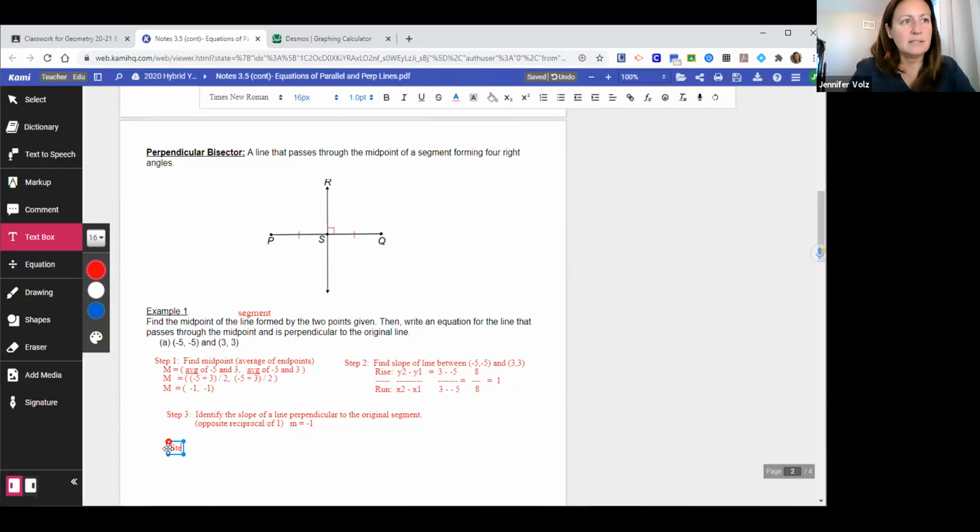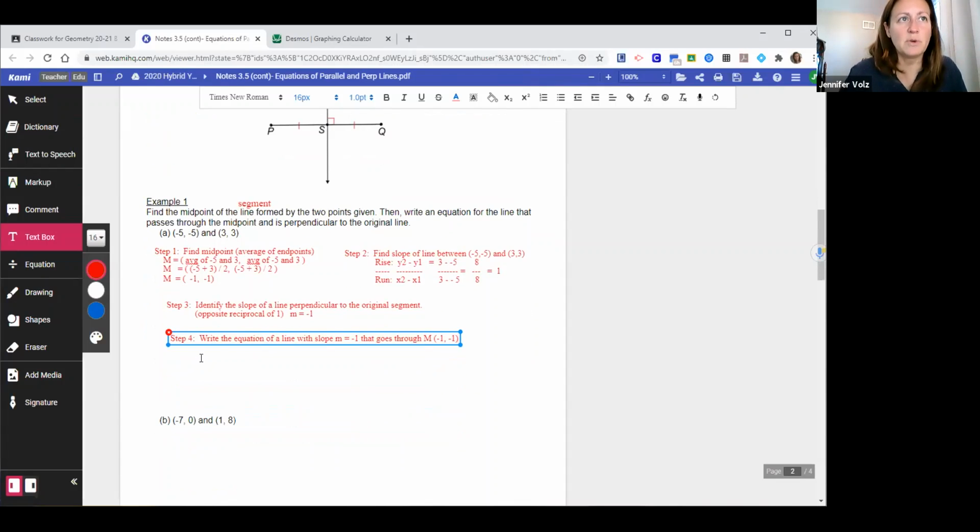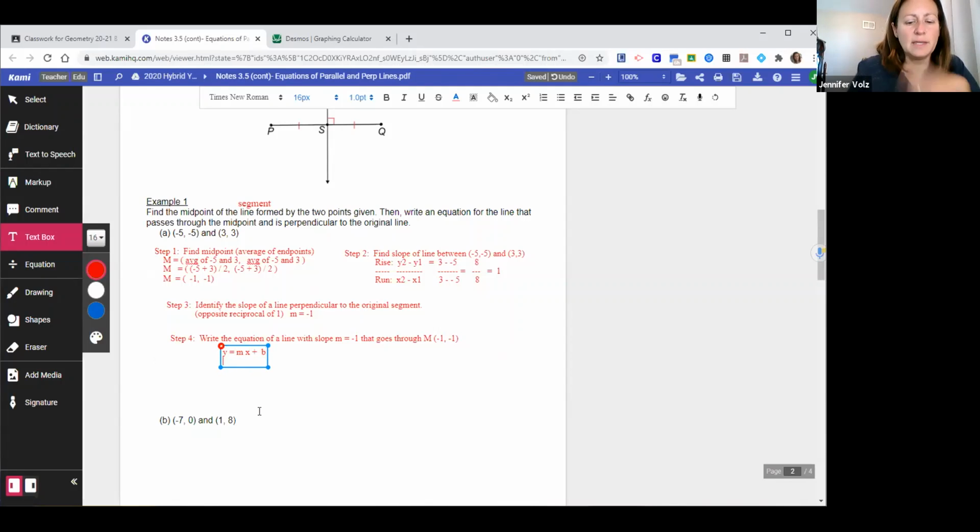And then finally, step 4 is write the equation of a line with slope m equals negative 1 that goes through midpoint negative 1, negative 1. And this is the same process we were doing in the warm-up, where you start with y equals mx plus b. Then you plug in what you've got. The y is negative 1, the slope is negative 1, and the x is negative 1. But the b is not known yet. That's what we're going to solve for.